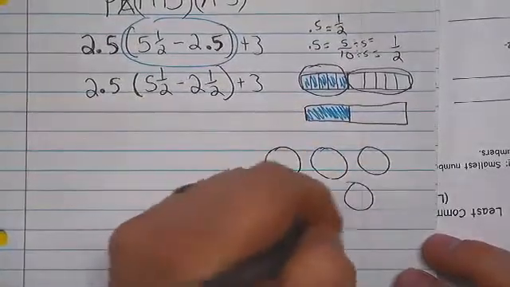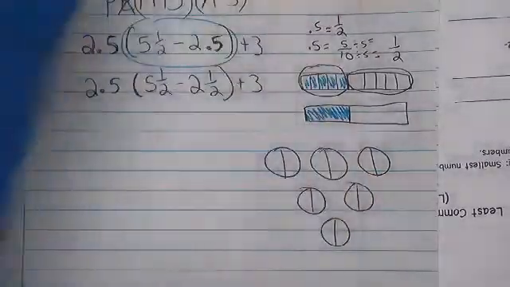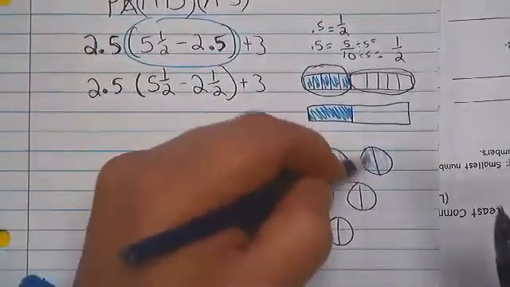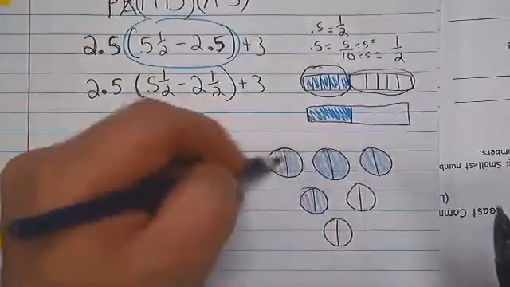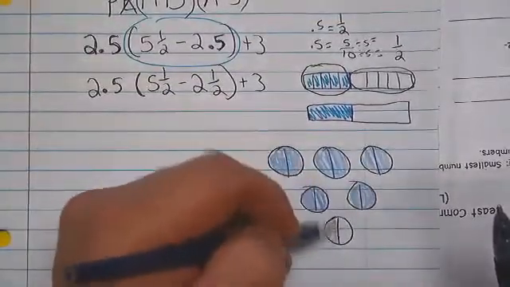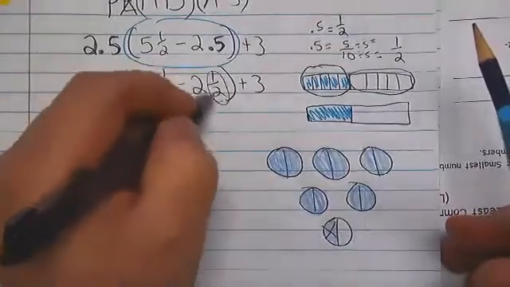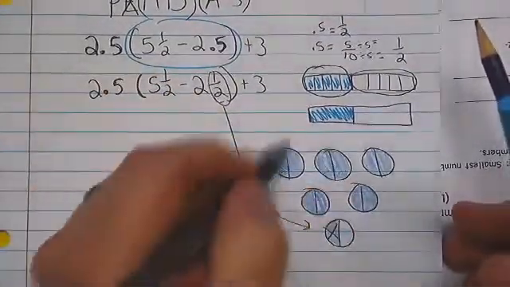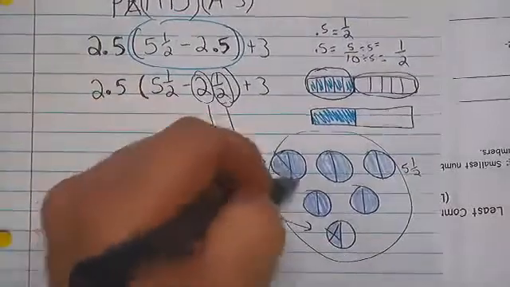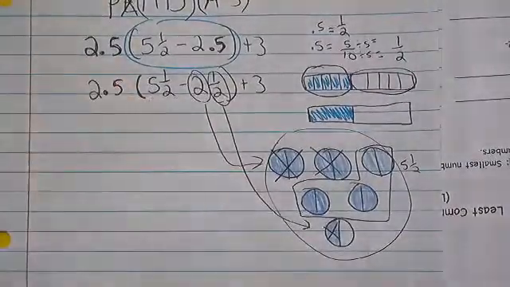There's 3, 4, 5, and then a half. So let me draw. I'm going to put them all as halves, and let me shade in. There's 1, 2, 3, 4, 5, and 1/2. Okay, so there's 5 1/2. I'm subtracting 2 wholes and 1/2 from this. So there's my half, right? I subtracted the half right there. Now I'm going to subtract the 2 wholes right here, which leaves me with 3 wholes, right? So 5 1/2 minus 2 1/2 is 3.